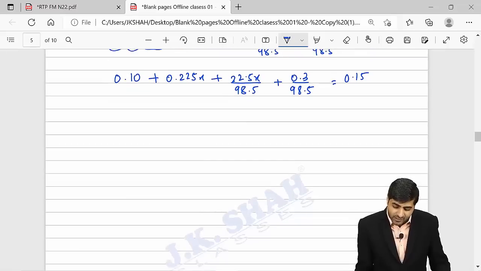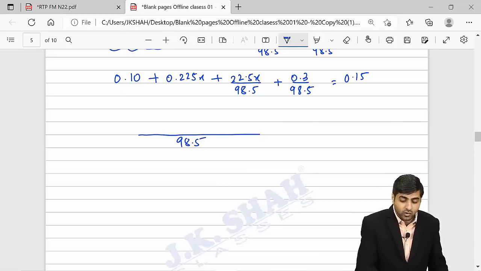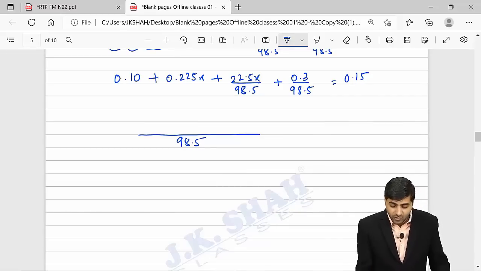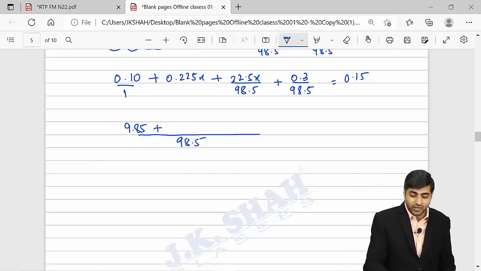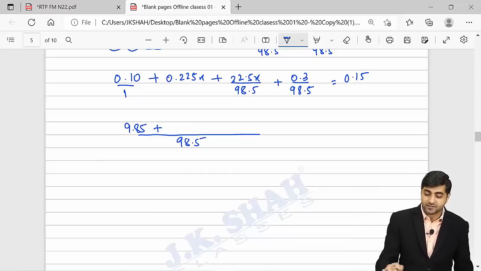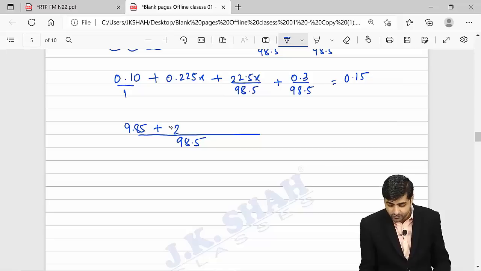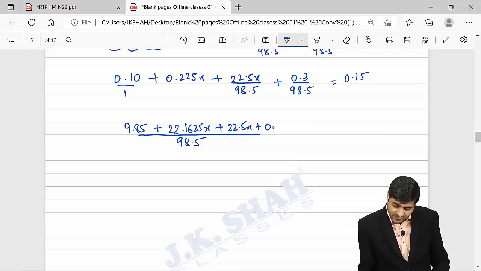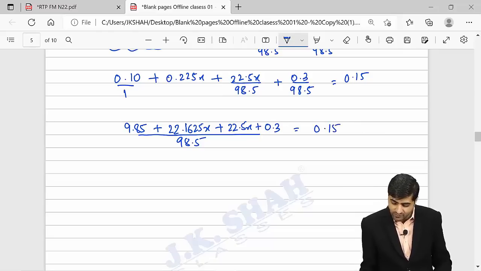Now we have to take the common denominator of 98.5. So now this will become 0.1 into 98.5, because here the denominator is 1 and we want to make it a common denominator of 98.5. So this will now become 9.85 plus 0.225 into 98.5. So this will now become 22.1625x plus, this is the same 22.5x plus 0.3 is equal to 0.15.